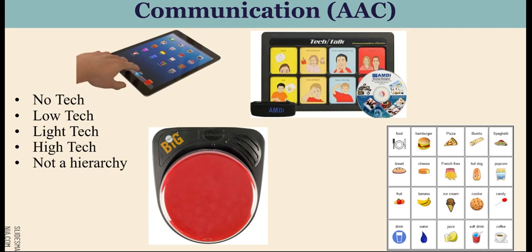It's really important to understand that this is not a hierarchy. It's really about matching the features of the technology to the needs of a student. For example, not all students are ready for that dynamic display. They don't have the skills yet to do that. But we're going to try to use other things that will help the student to understand how to use their system so that we can progress and maybe use something that's more complex that will allow for more communication.